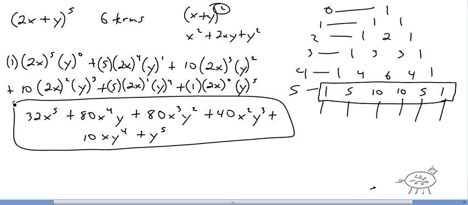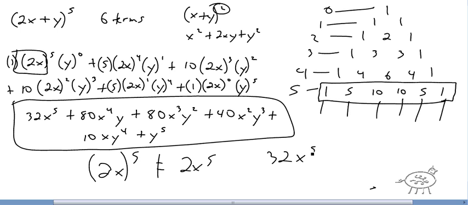Okay, the thing I want to caution you guys about is when you're doing 2x to the 5th, make sure it's 2 to the 5th and x to the 5th, not just, sometimes people do this, just 2x to the 5th. Okay, it's not that. It's 2 to the 5th, which is 32, x to the 5th. Okay, that's important.